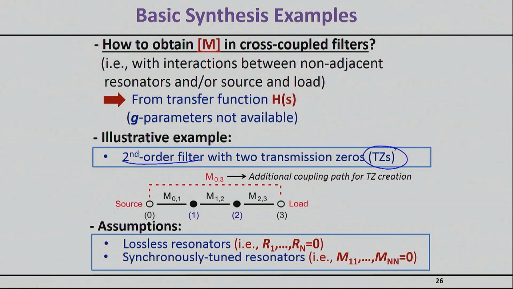The topology of the filter is shown right here. So I basically have two resonators shown as 1 and 2. I have, of course, my direct couplings as I have before. So I have 1, 2, 3 direct couplings. And I have introduced with this red color an additional cross coupling, basically creating a path from the source to the load. My assumption is going to be exactly the same as before, lossless resonators and synchronously tuned resonators.